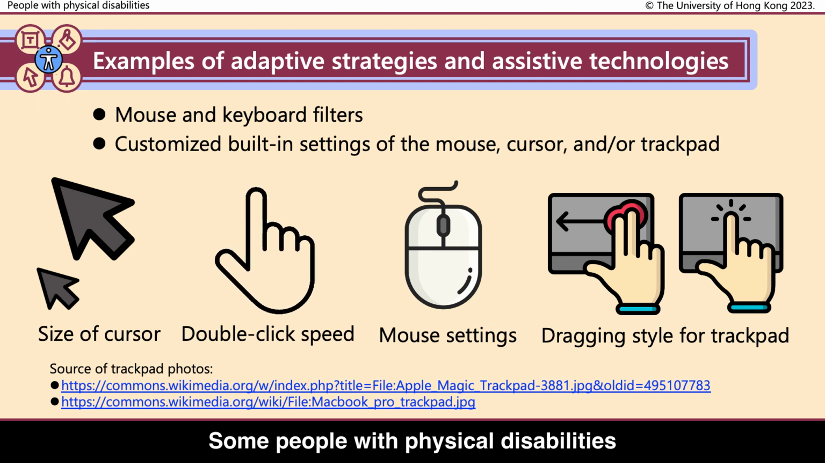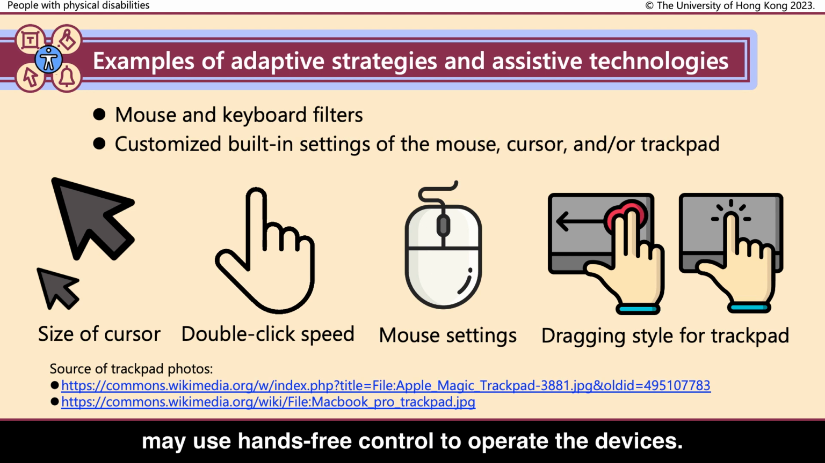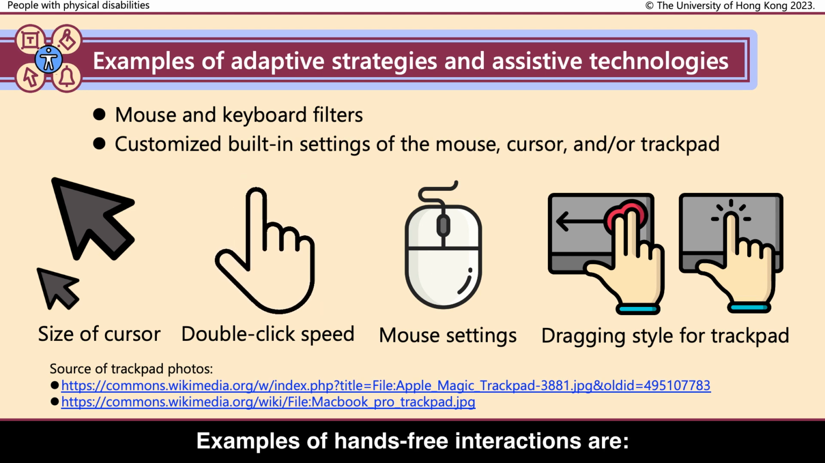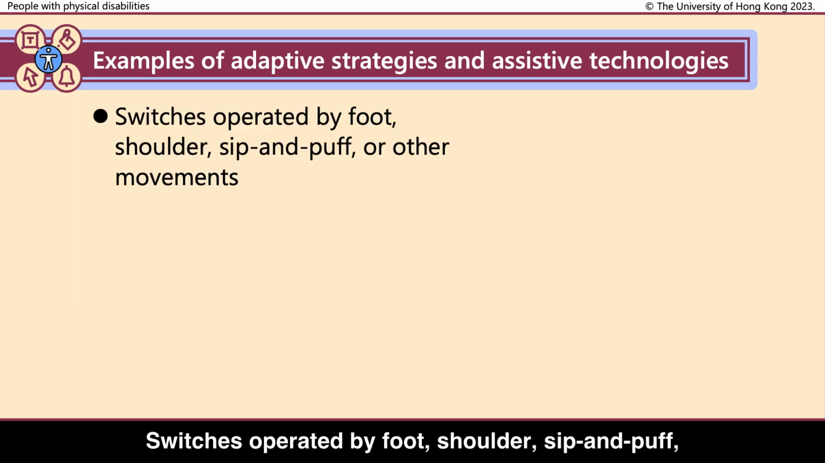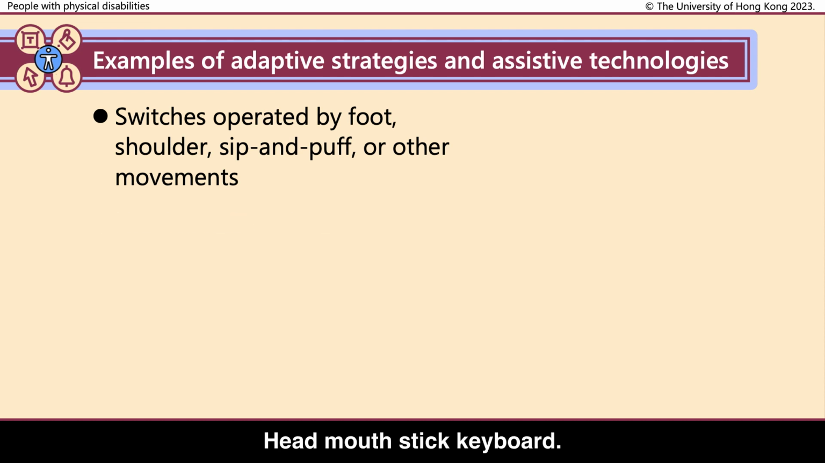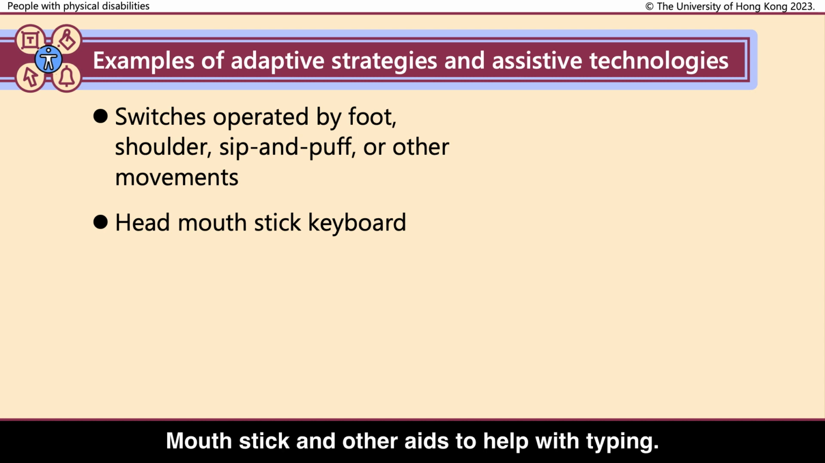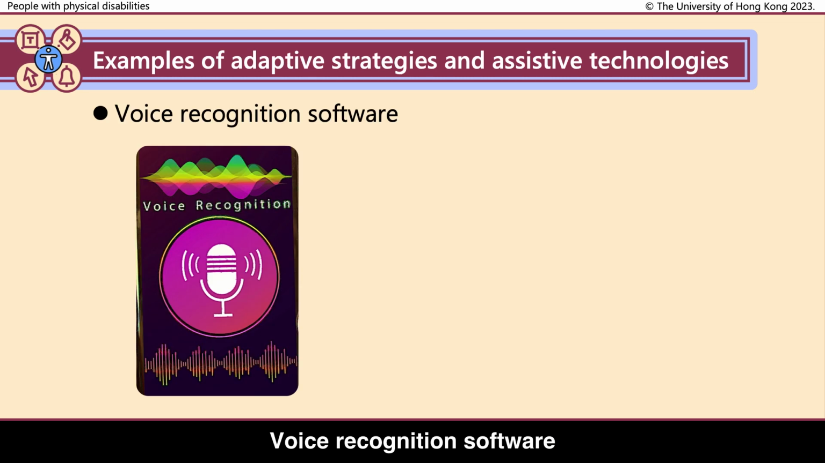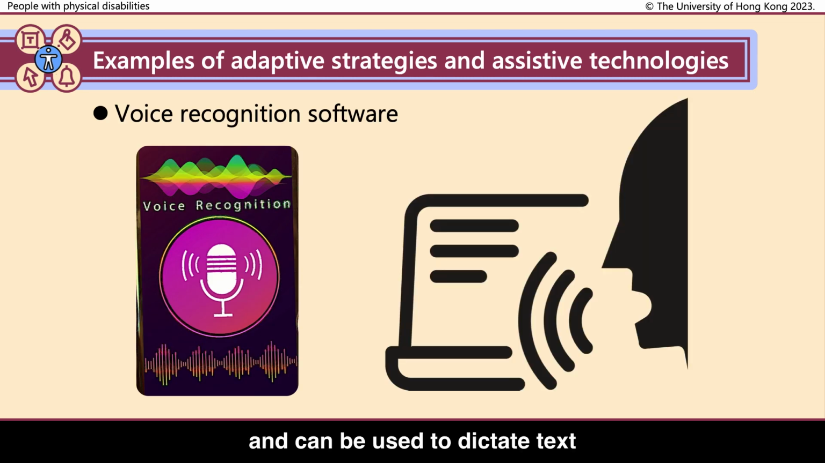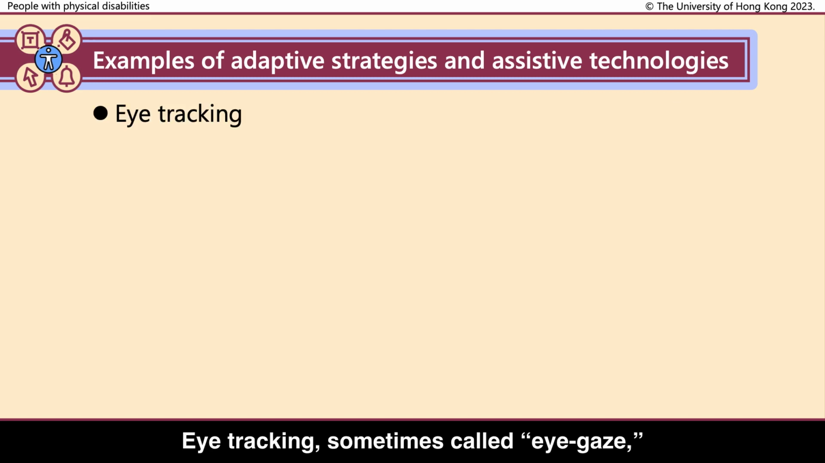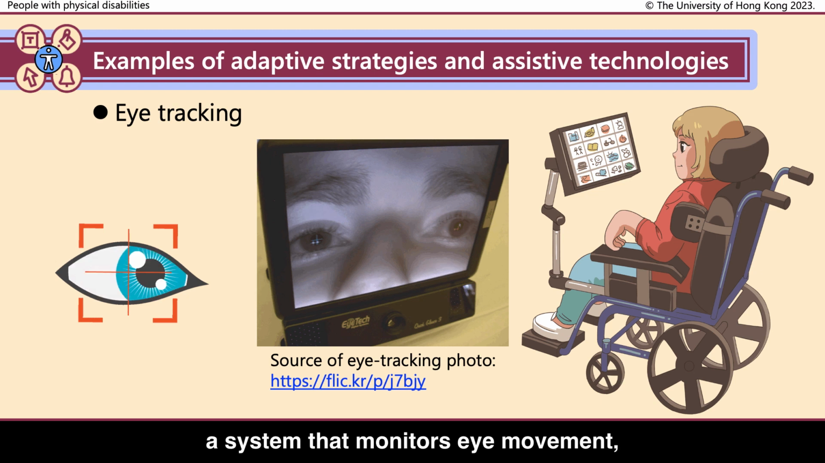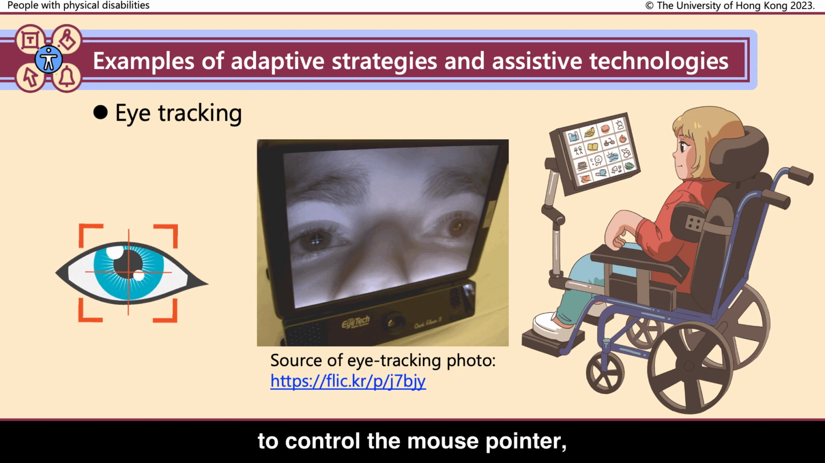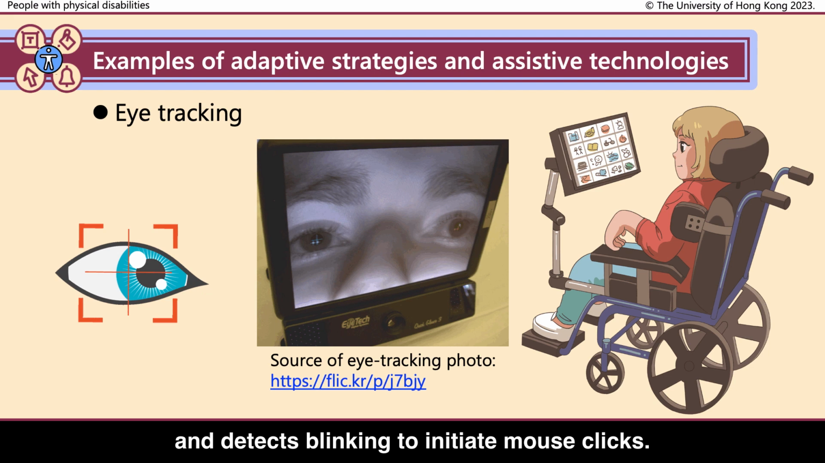Some people with physical disabilities may use hands-free control to operate the devices. Examples of hands-free interactions are switches operated by foot, shoulder, sip and puff, or other movements. Head-mouth stick keyboard, mouth stick, and other aids to help with typing. Voice recognition software, which recognizes the human voice and can be used to dictate text or to issue commands to operate the device. Eye tracking, sometimes called eye gaze, a system that monitors eye movement to control the mouse pointer and detects blinking to initiate mouse clicks.